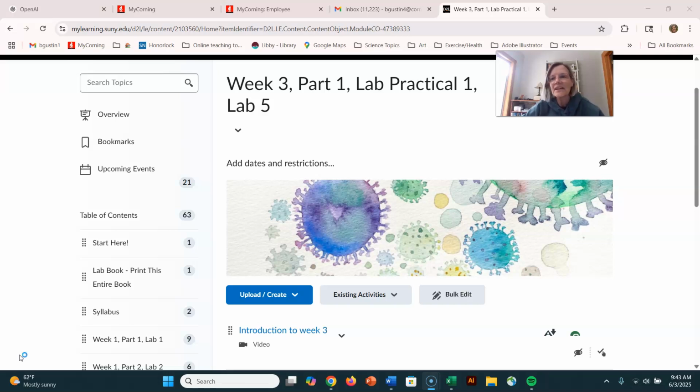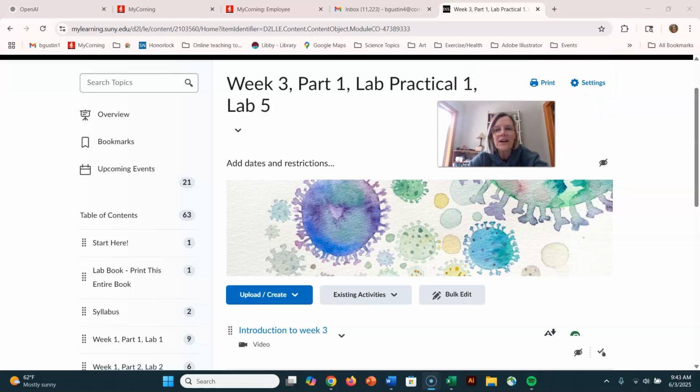I don't know about you, but it seems like it goes pretty fast to me. Week 3 is hump week. Once we get over week 3, we will be more than halfway through the course. So this is also a really important week because it's our first lab practical in lab. So just some background information.